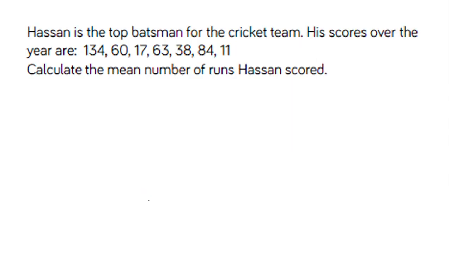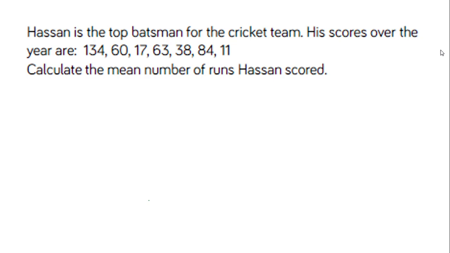So Hassan is the top batsman for the cricket team. His scores over the year are 134 runs, 60 runs, 17 runs, 63 runs, 38, 84 and 11 runs. Calculate the mean number of runs Hassan scored. The first thing you have to do, actually, have a go yourself. I'll pause the video and I'll go through it in a moment. Pause the video now, please.